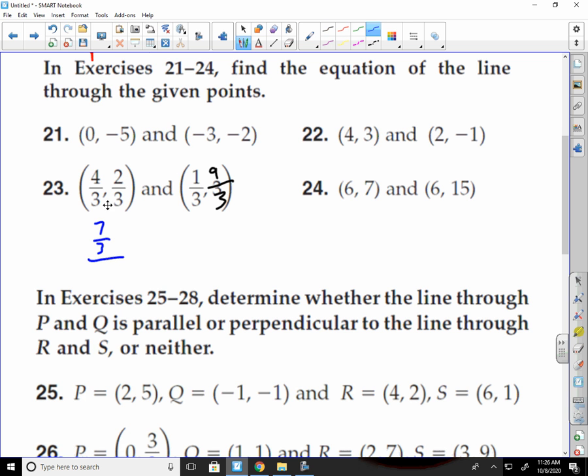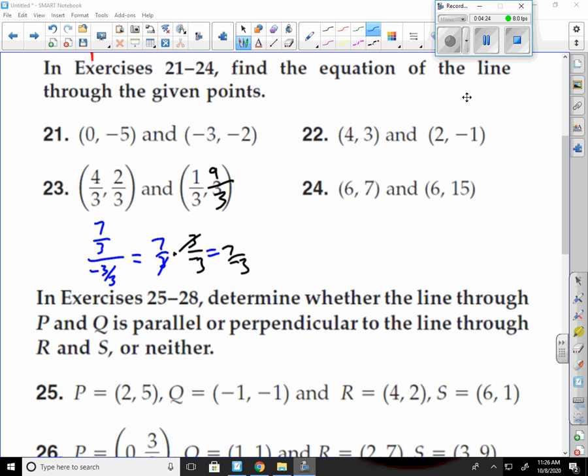On the bottom, 1/3 minus 4/3. That gives me negative 3/3. Flip the bottom and multiply. That's how we divide fractions. 7/3 times 3 over negative 3. These 3's cancel. I'm left with 7 over negative 3. So once I have that, that's my slope.